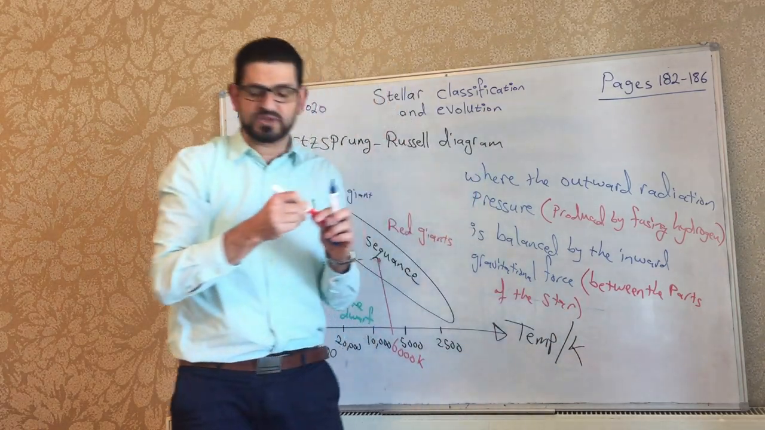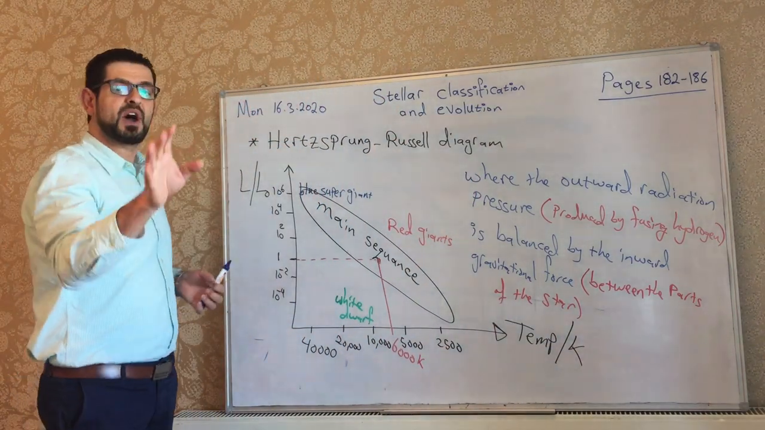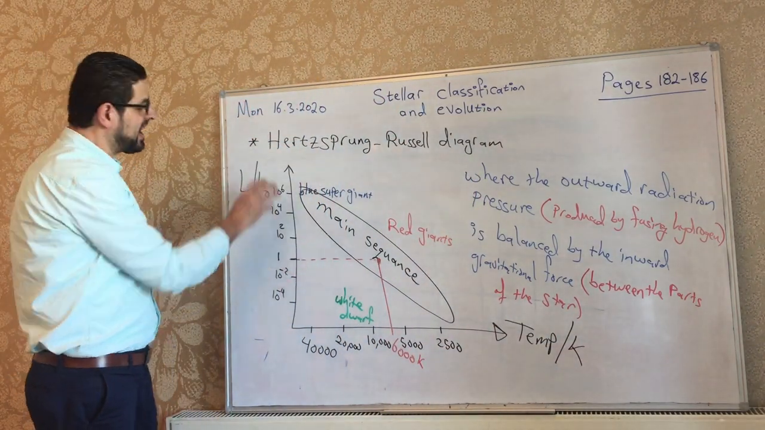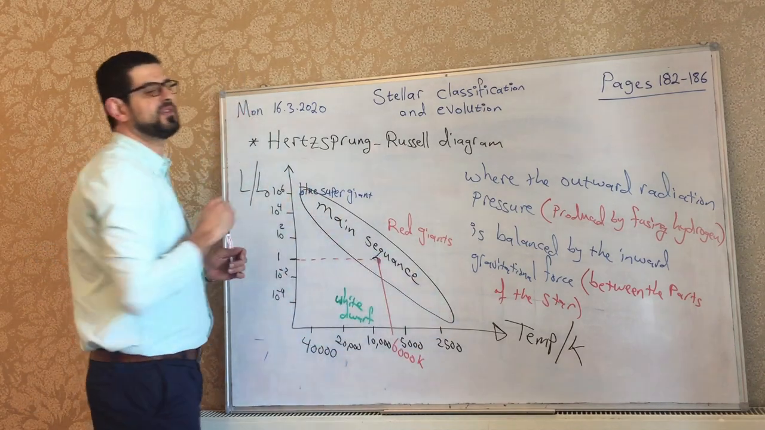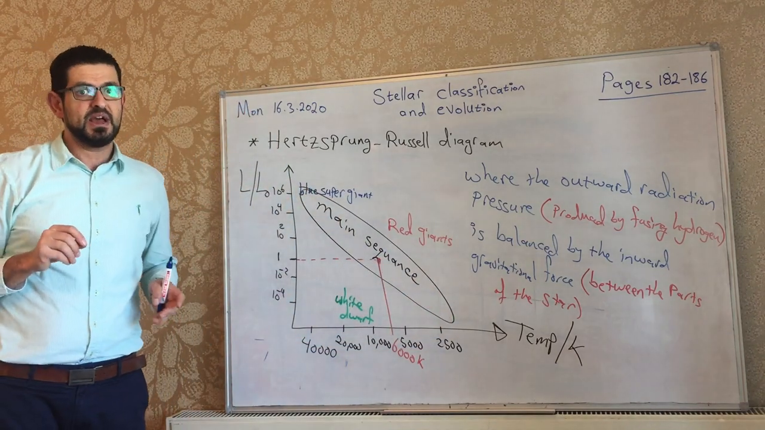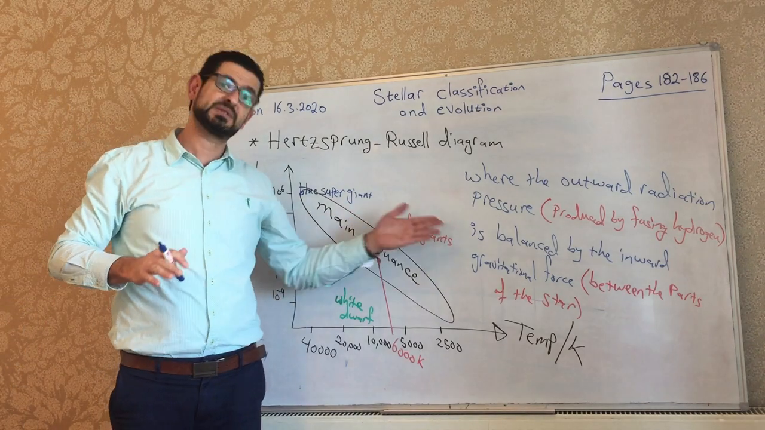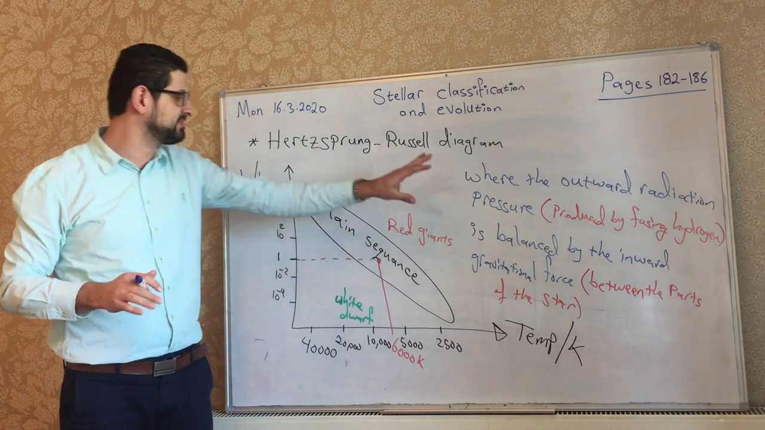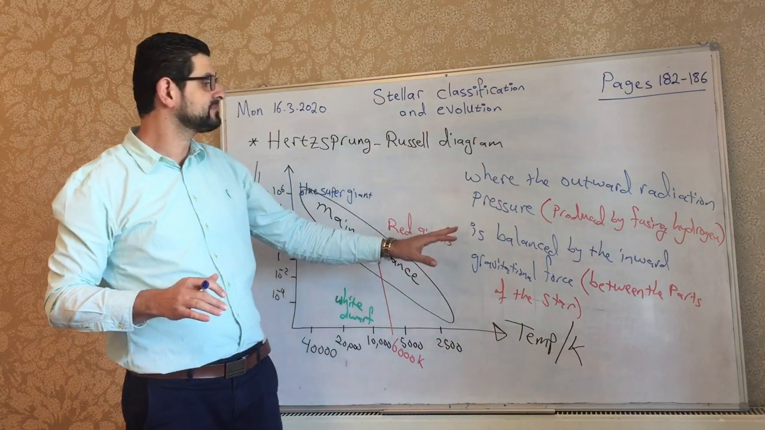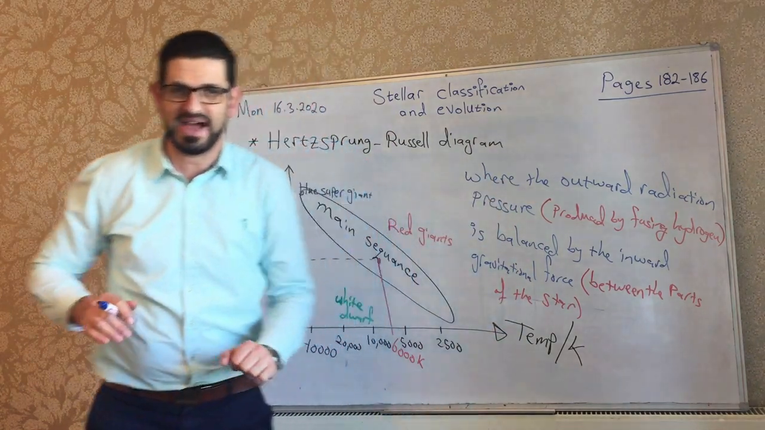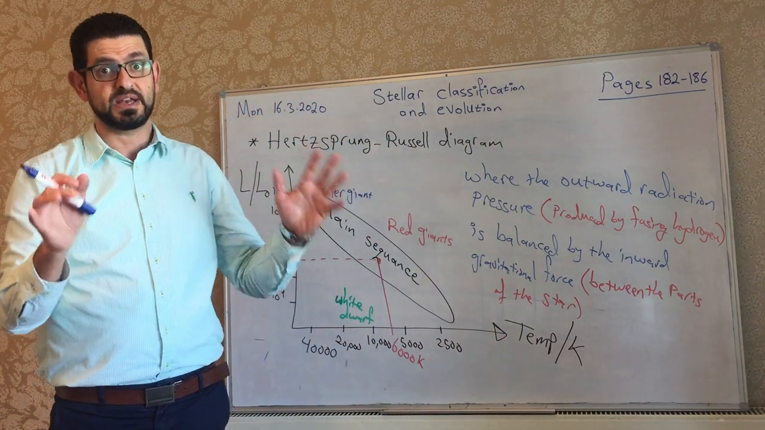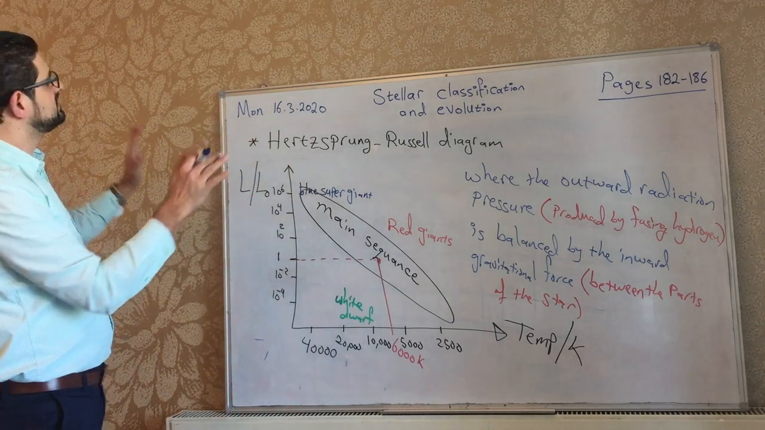So when these two forces are balanced, the star is considered to be a stable star, and we will find it within the main sequence. And if you find a star that is a red giant, this means it's not in the main sequence, this means it's not stable, this means these two forces are not in balance anymore. Clear?